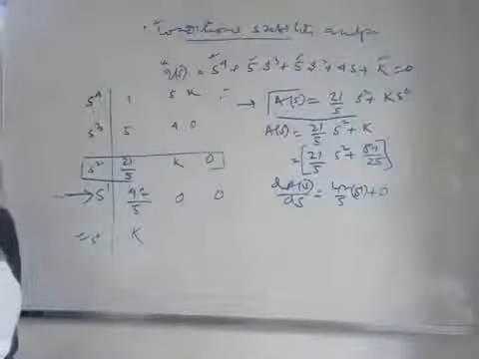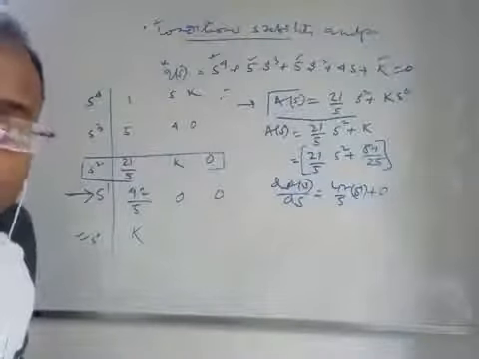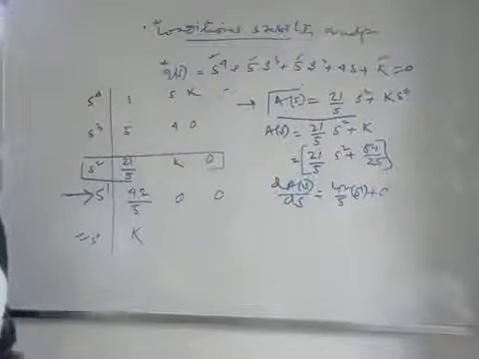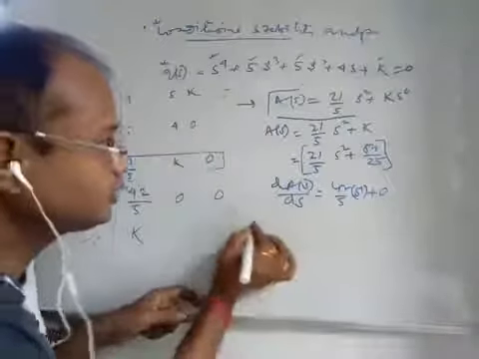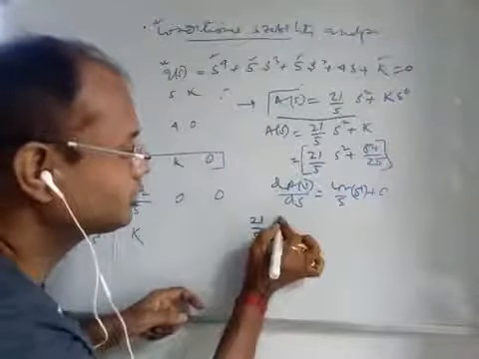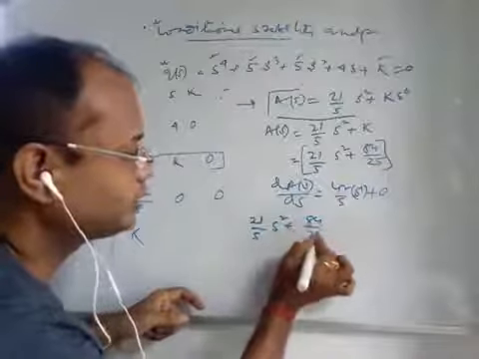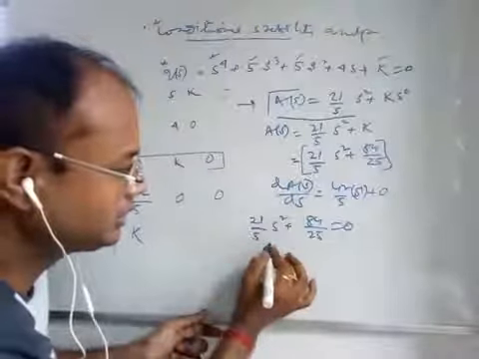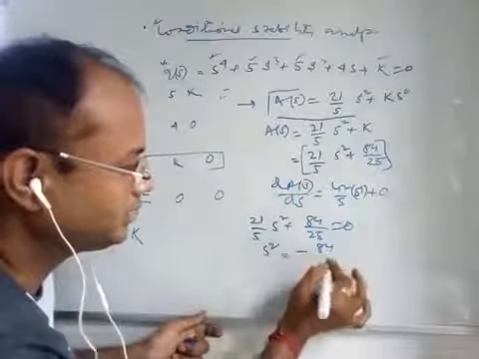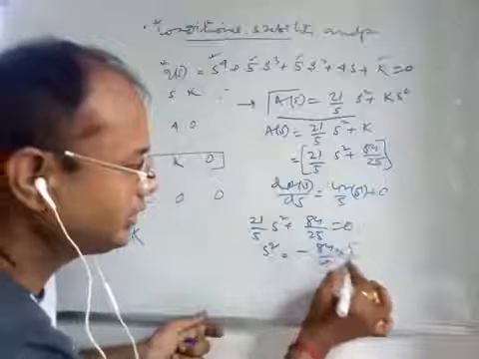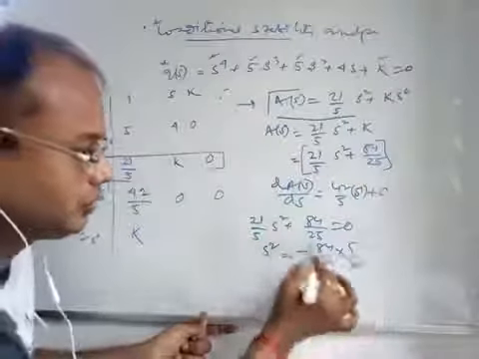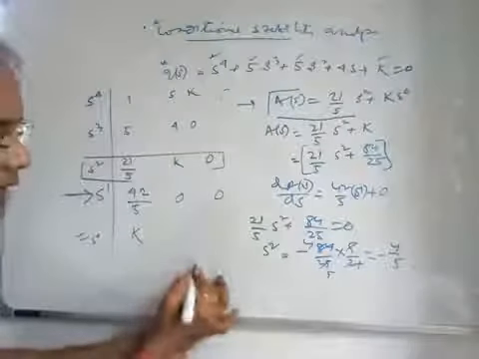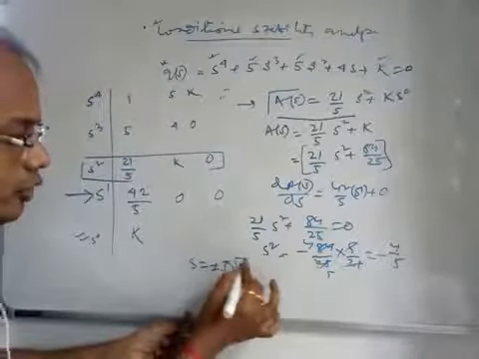By solving the auxiliary equation, what do you get? The frequency of oscillations. So the frequency of oscillation can be obtained by using this auxiliary equation. That means 21 by 5 s square plus 84 by 25 is equal to 0. So s square equal to minus 84 by 25 into 5 by 21. So this is 4 by 5, so minus 4 by 5. So s is equal to plus minus j root over 4 by 5.